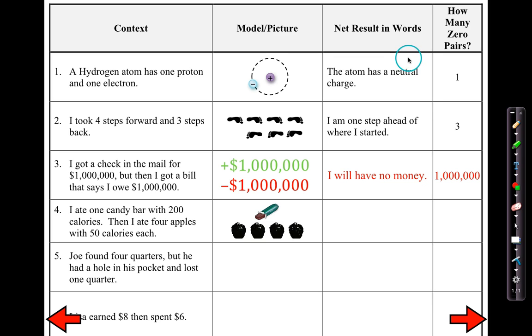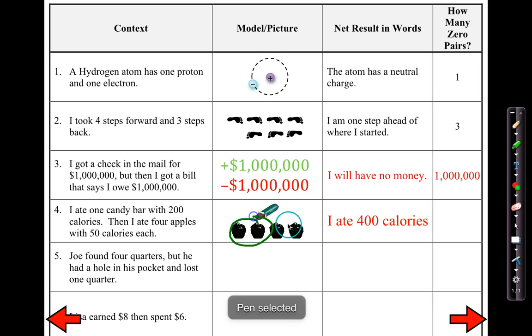Well, you just ate a lot of calories without working out or anything. You didn't burn anything. So I'm going to say my net result is you eating a total of 200. Each of these are 50. So there's 100 there, 100 there. So you basically ate a total of 400 calories. So how many 0 pairs were there? Well, since all of this was you consuming the calories, it was positive. There were no negatives. So I would say there are 0 pairs.